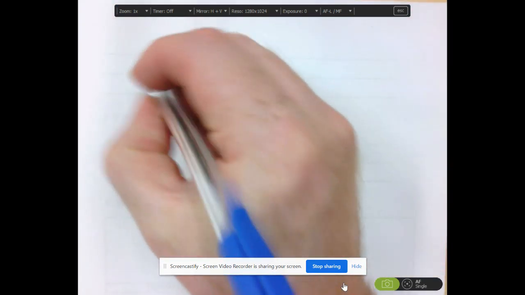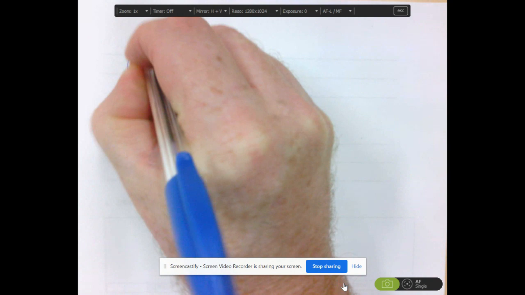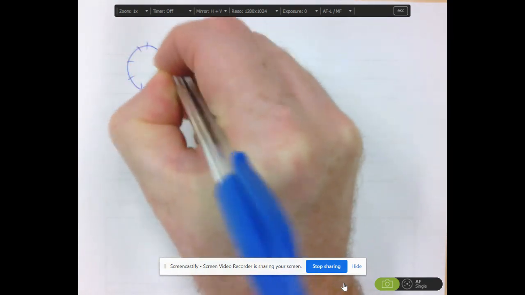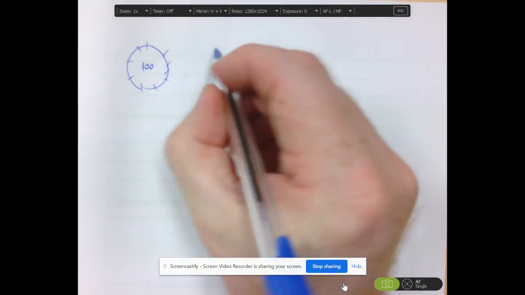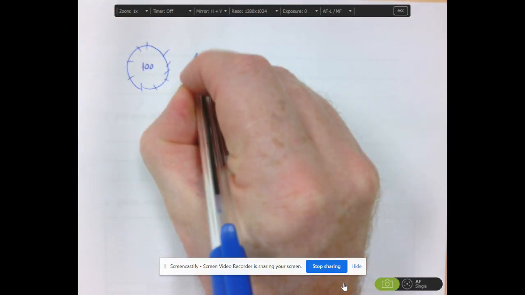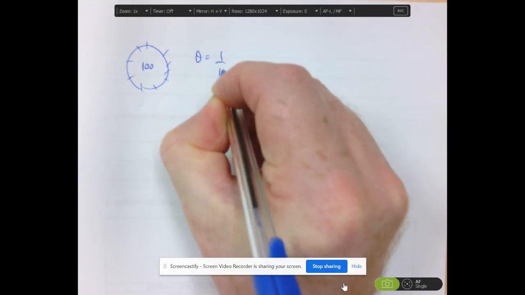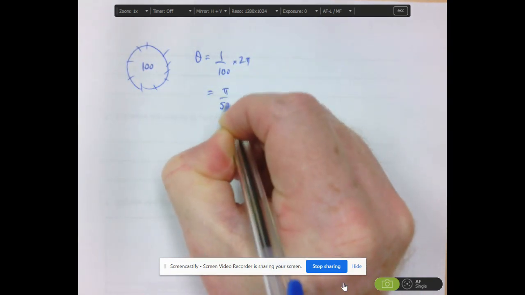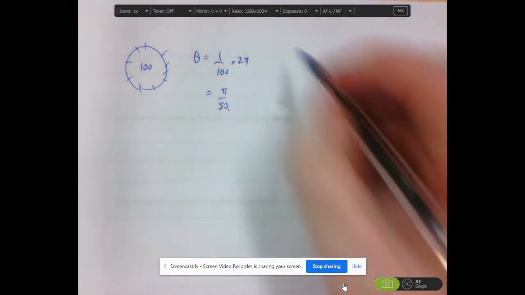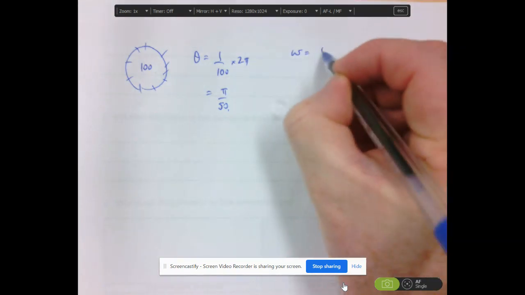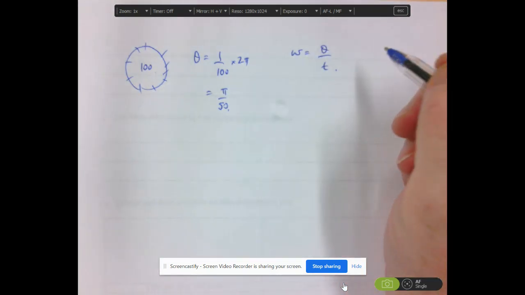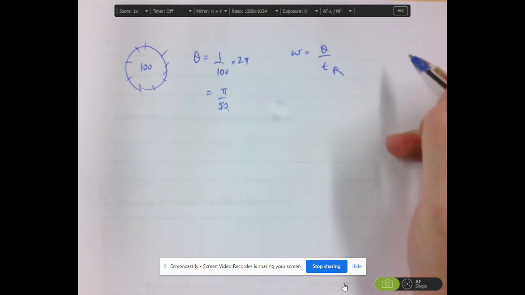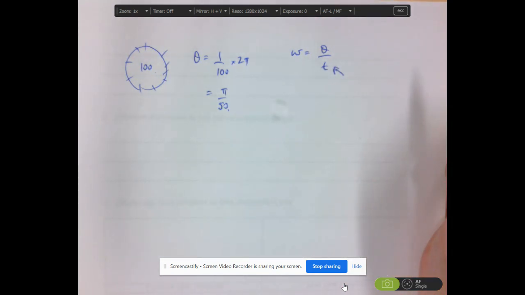So our tooth of our wheel, so our wheel here, has 100 positions. So we need to change it by a theta of 1/100th of 2 pi, in other words, pi on 50, to block the light. We know that omega is theta on t, and t is what we need to find here. We need to find the time required.